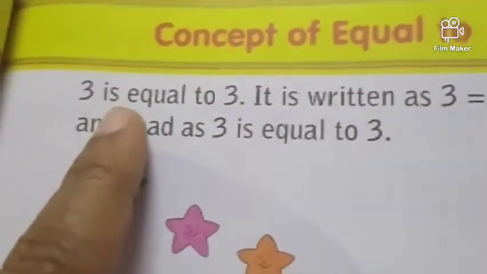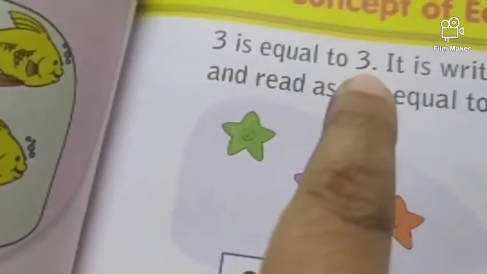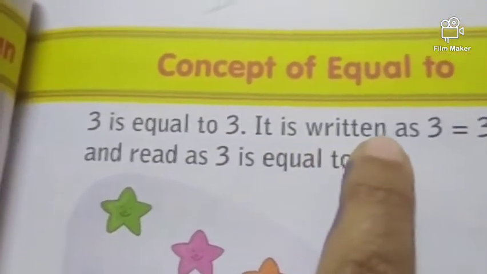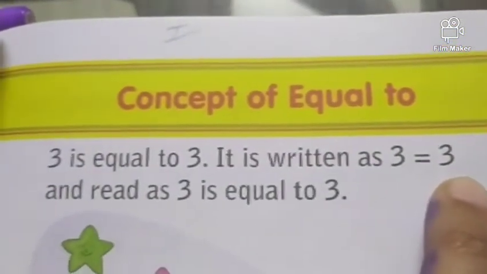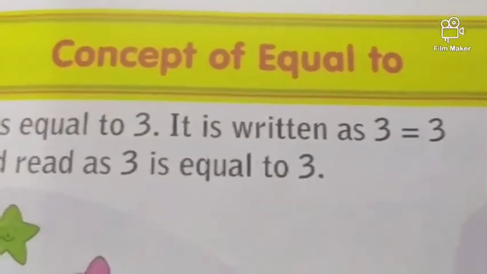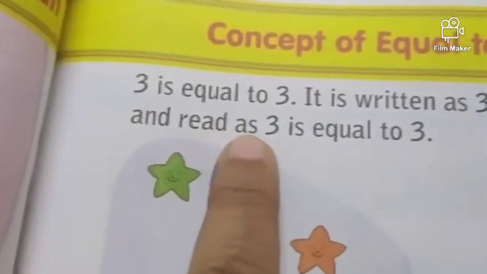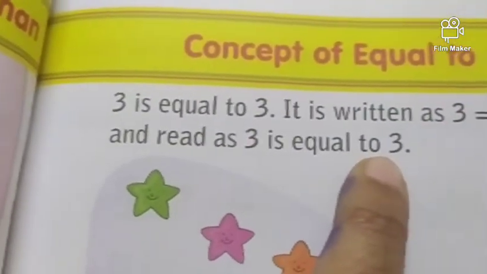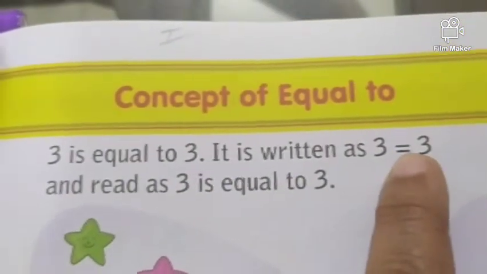Now see, 3 is equal to 3. It is written as 3 equal to 3. And read as 3 is equal to 3. How do we read it? 3 is equal to 3. This sign is the equal to sign.